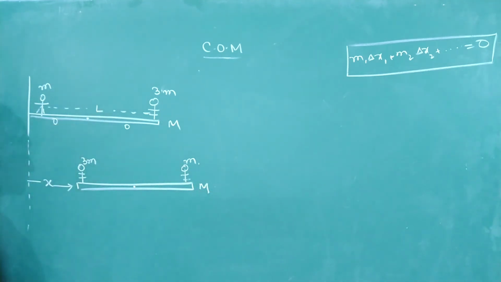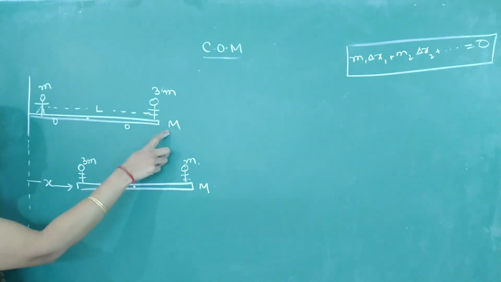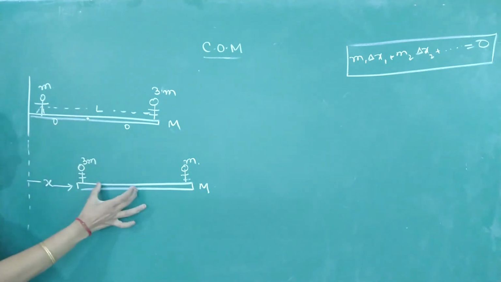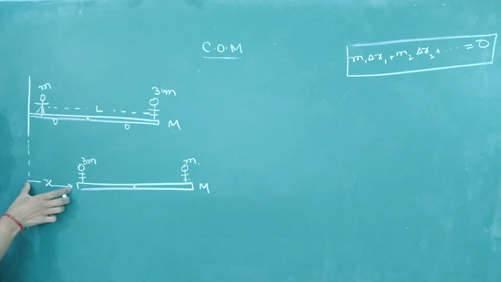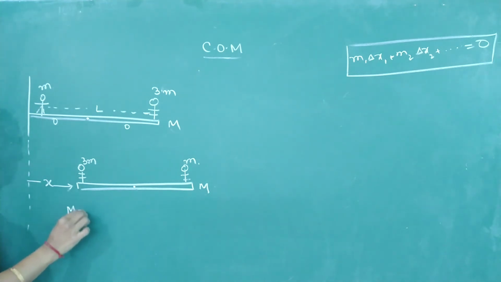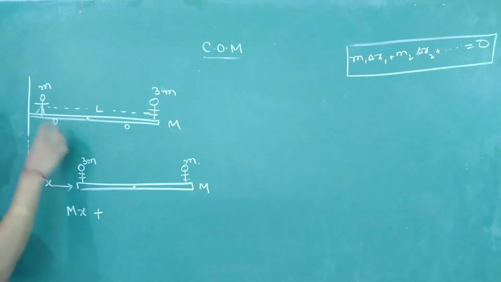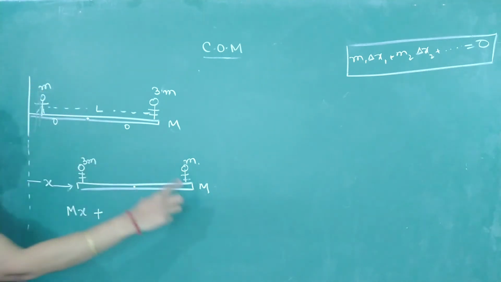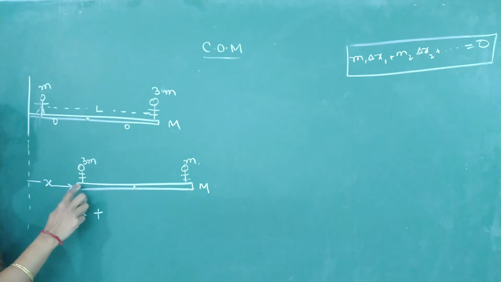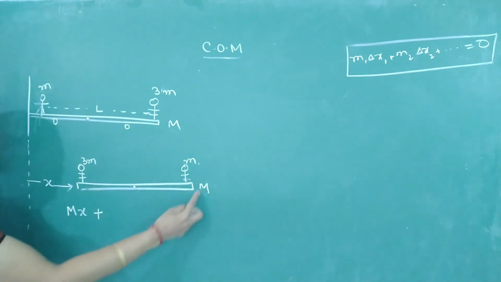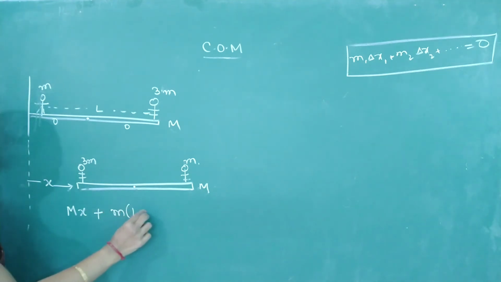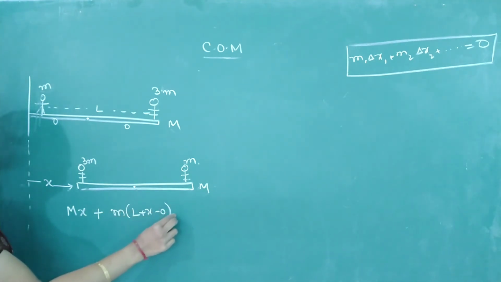Now I will write m1 delta x1 plus m2 delta x2 plus m3 delta x3 equals 0. First for the plank. What is the displacement of the plank? Center of mass of the plank was here, now it is here. It has got displaced by how much distance? x. So capital M into x. Plus, what is the displacement of small m? Small m was at origin. Now he is here. Did he cover a distance x plus L? Final position minus initial position. So m into (L plus x) minus 0.